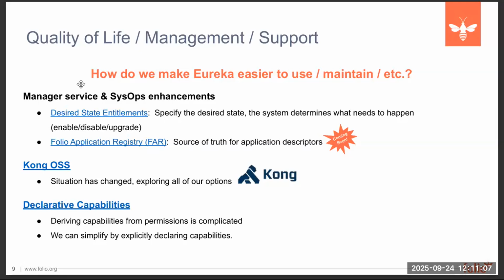On the manager service and system operations side, there's a couple things that are coming down the pike here. One being desired state entitlements, where instead of saying, I want to explicitly upgrade this thing or entitle this thing or revoke this application for this tenant, you basically specify the end state that I want to be at, and let the system determine, okay, I already know about this thing. This other thing needs to be upgraded. This one isn't in the list anymore. I need to take that away, and so forth. So that should be a big help for system administrators.